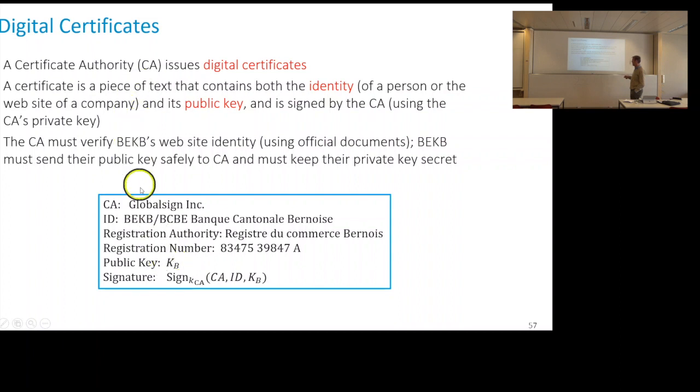Now, the certification authority will sign the public key with its own private key. It will sign this entire text, which is called the certificate. It will sign, in particular, the description of the bank and the public key of the bank here. This is called an identity certificate.